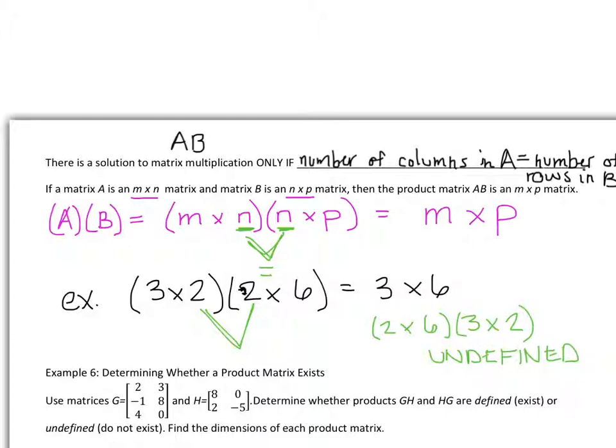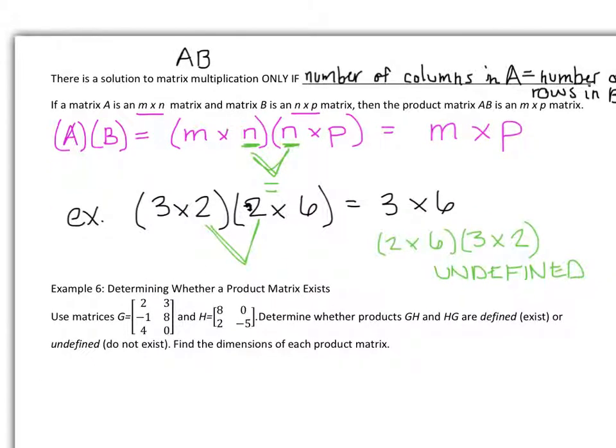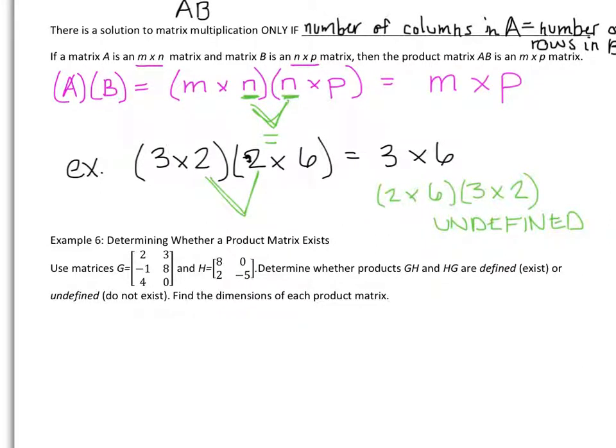All right. Now I kind of jumped ahead because that's what the next example is about, but we just did a little practice. It says use matrices G and H and determine whether the products GH and HG are defined. So can we do it? Does it exist? Or undefined? We can't do it. It doesn't exist. Find the dimensions of each product matrix.